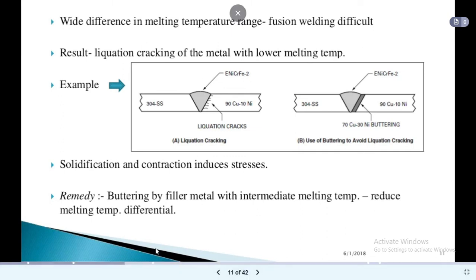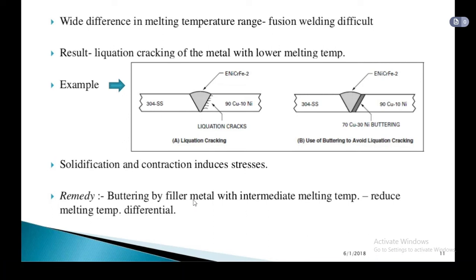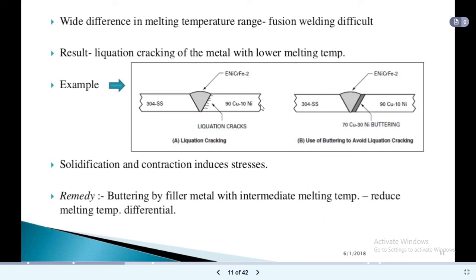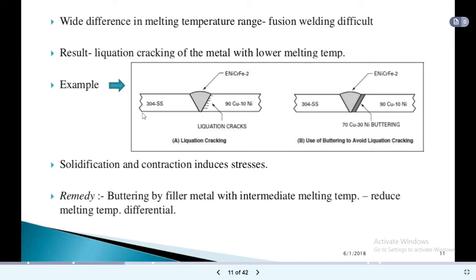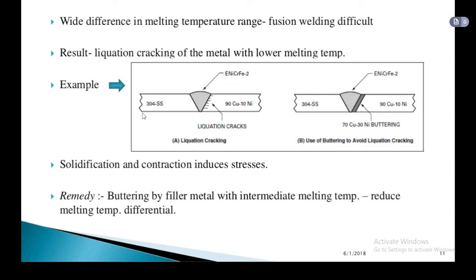So what are the remedies for this purpose? The remedies are buttering with a filler metal of intermediate melting temperature, to reduce the melting temperature difference. Means see here is a stainless steel and here is a copper alloy. If we do not use any buttering material, what is meant by buttering material? Buttering material is a type of layer of material that is applied on the two base materials, and it has properties which are in between these two base materials.